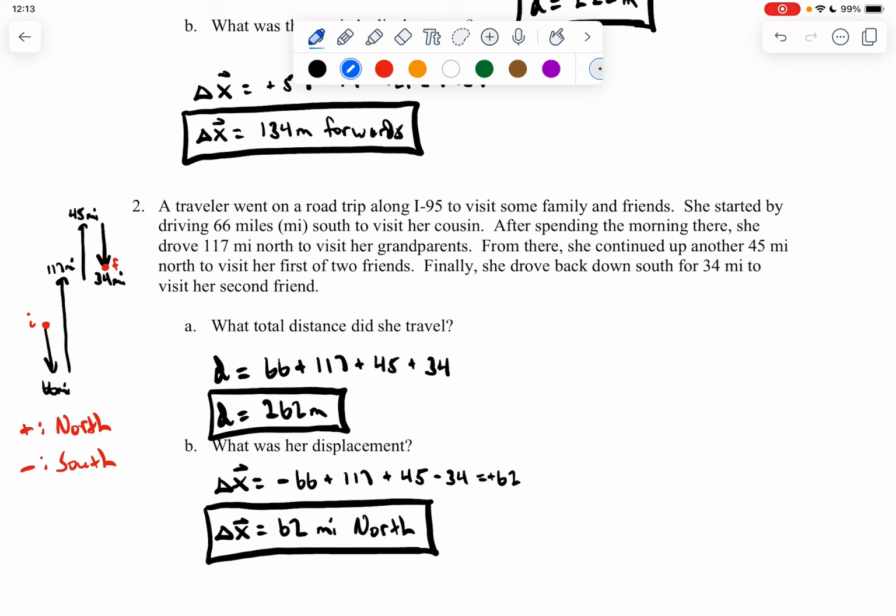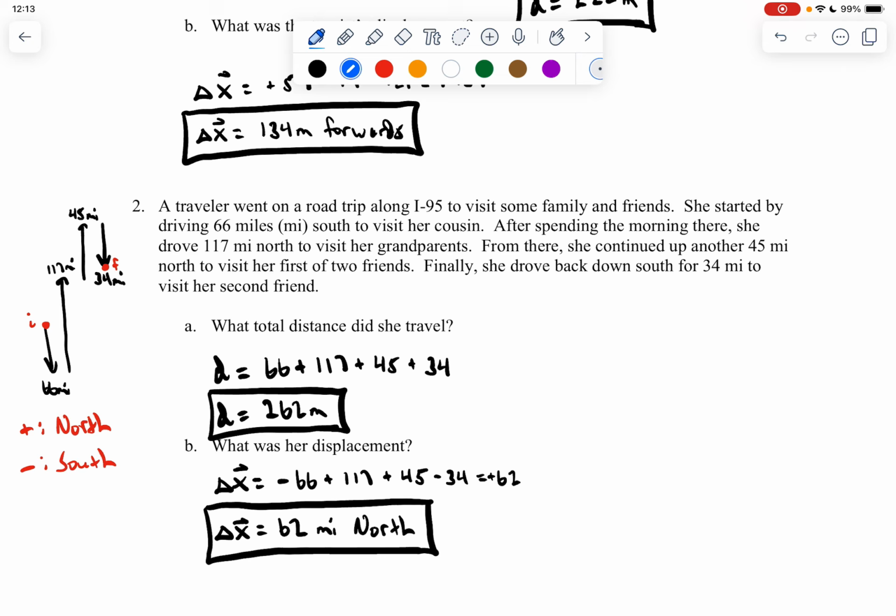So again, finding distance, all we do is add up each individual piece of our motion. So we have our 66 plus our 117 plus our 45 plus our 34. Add those all together, we get 262 meters as the total distance we have traveled.